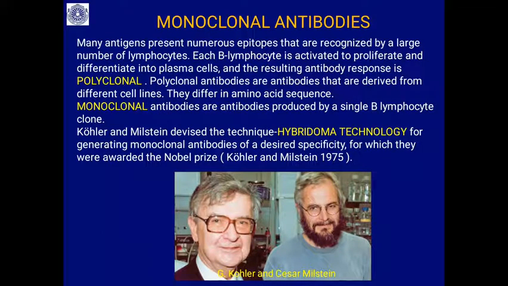Monoclonal antibodies are antibodies produced by a single B lymphocyte. It is the clone of a single B lymphocyte, and it produces only one type of antibody. It is very specific for a particular antigenic epitope. It is monovalent. It can recognize only one type of antigenic determinant or antigenic epitope.